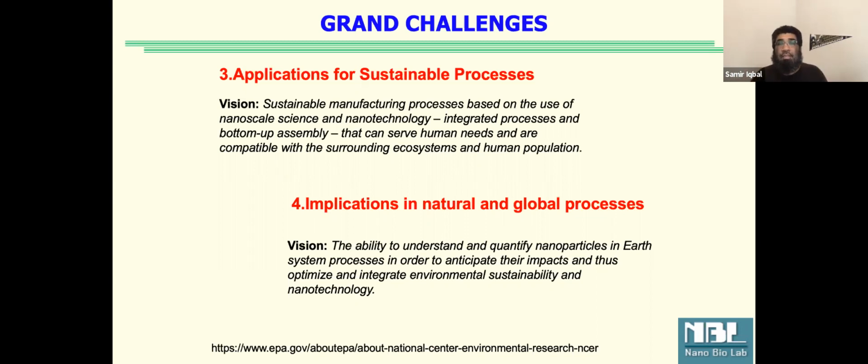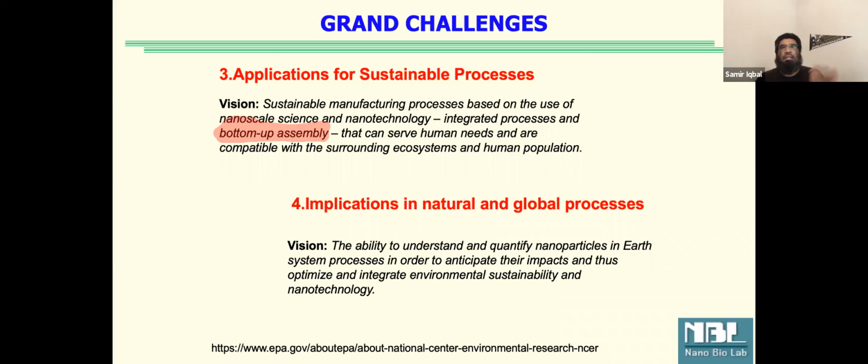So this is what the word here means, bottom up assembly. We'll talk about this also later on. So bottom up assembly, can we take those processes instead of chopping things down? We build from bottom up. That's another challenge for nanotechnology.